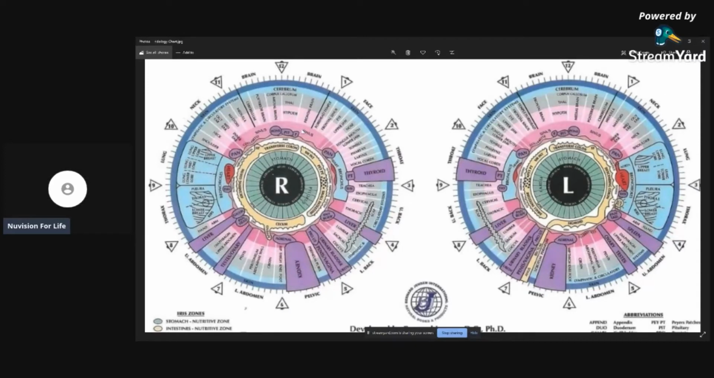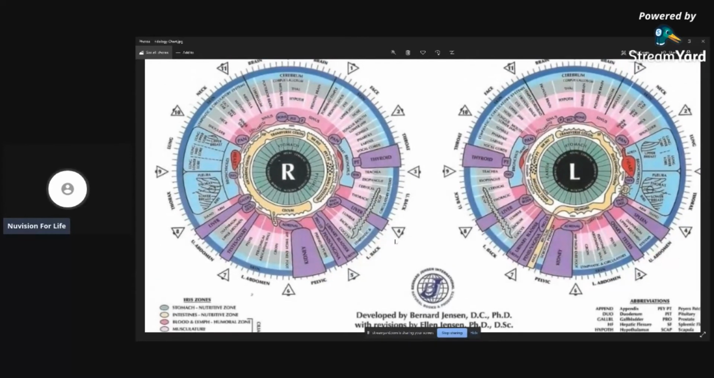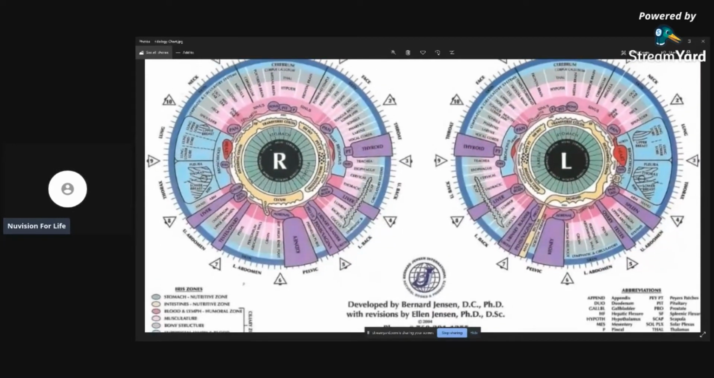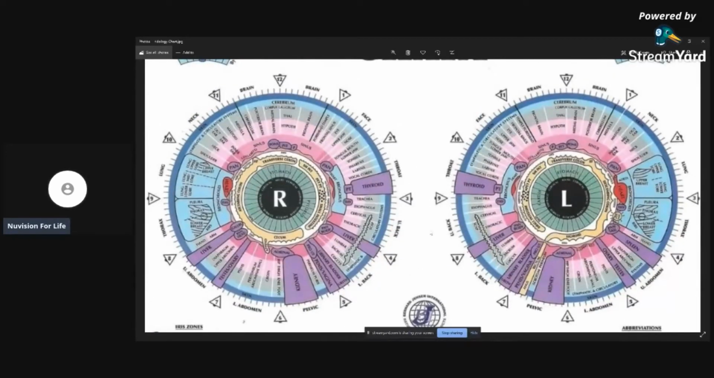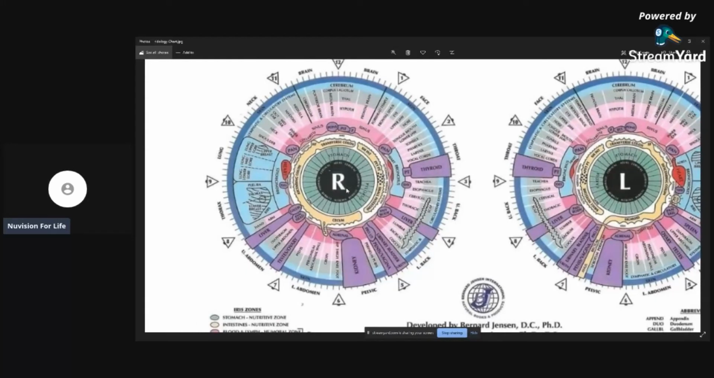Yes, it's very accurate. And we're operating on Dr. Bernard Jensen's chart right here. So this is his chart. He's kind of the pioneer of iridology. So where we can get started here is, here we have the pupil of the eye. Then we break it out.